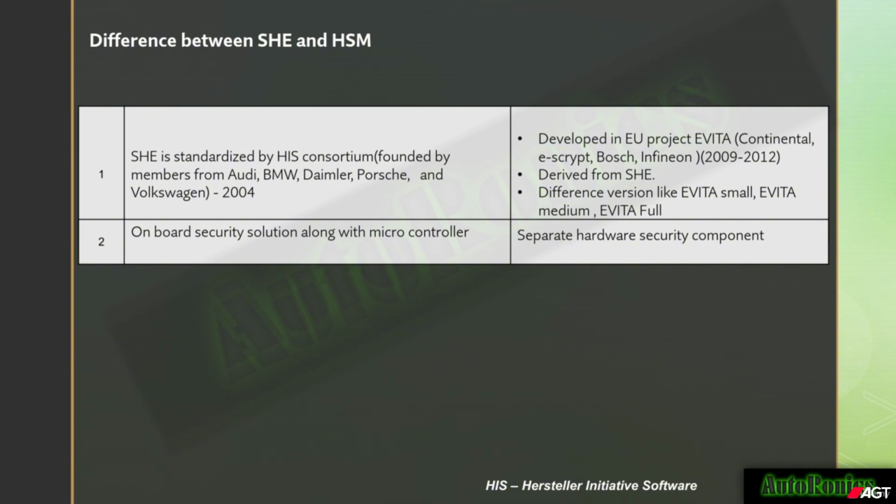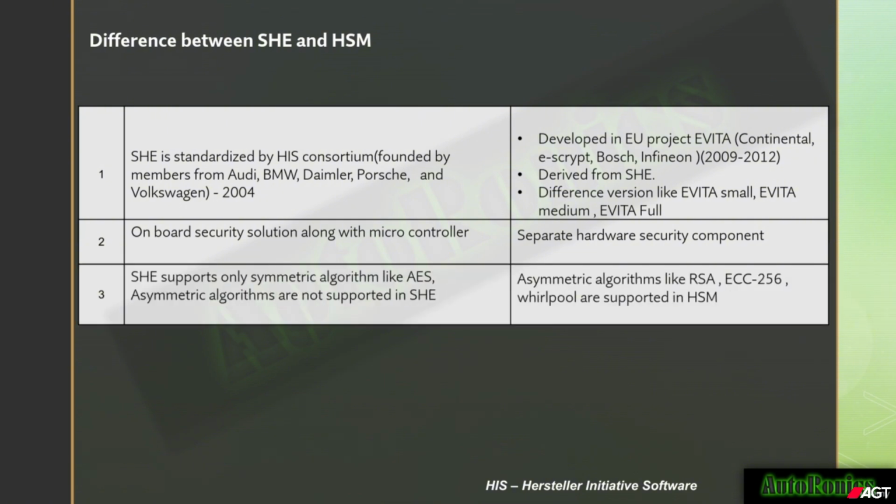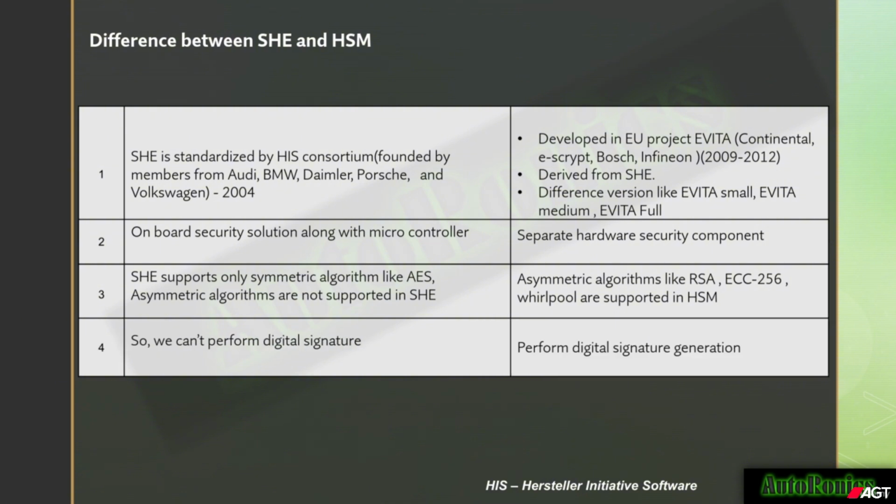The next difference is SHE supports only symmetric algorithms like AES, and it does not support asymmetric algorithms, whereas HSM supports asymmetric algorithms too, like RSA, ECC256, Whirlpool. Since asymmetric algorithms are not supported in SHE, we can't perform digital signatures in SHE, whereas we can perform digital signatures in HSM. Both signature generation and signature verification can be done in HSM.